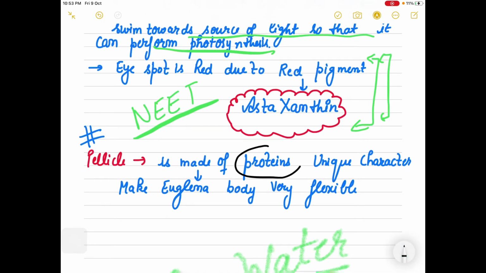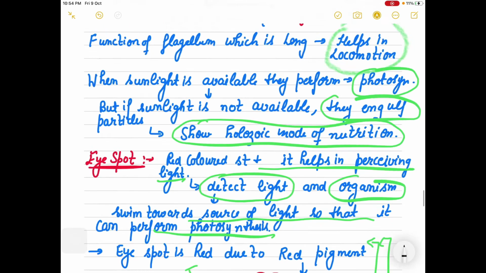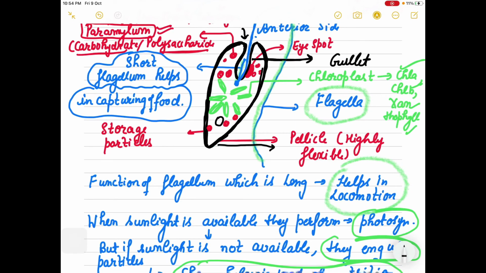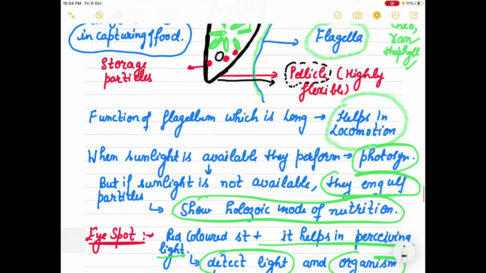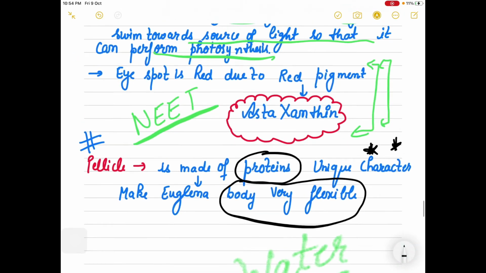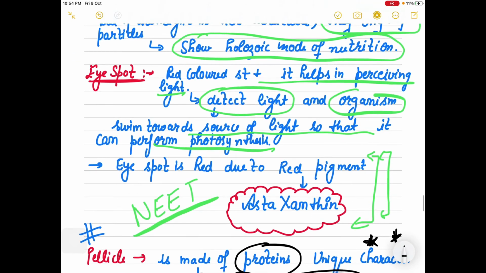The pellicle is made up of proteins, and it is a very unique character of Euglena, because these proteins make the Euglena body very flexible. It is a highly flexible structure. This pellicle is highly flexible because of its protein, right?